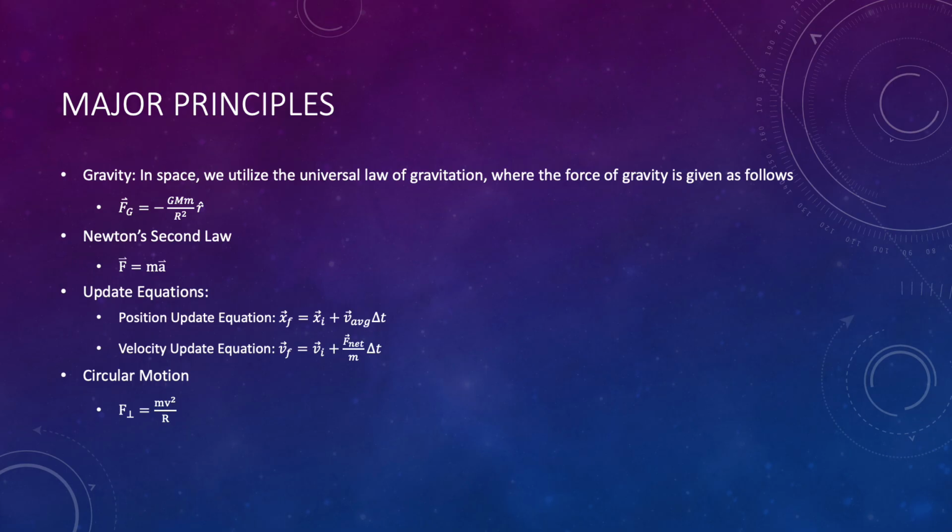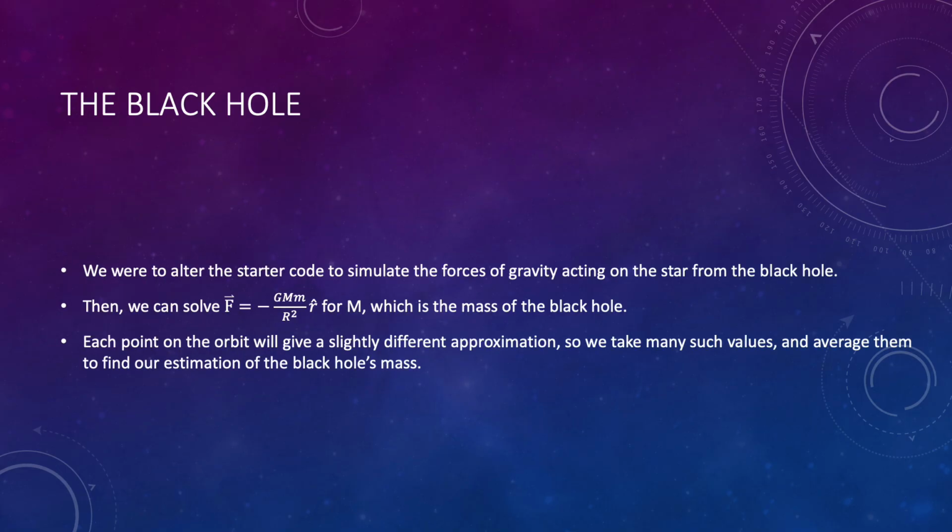So let's talk about those major principles again. And again, that's gravity. We have both of these interactions happening in space, so we'll use the universal law of gravitation, which is given by the equation shown here. Newton's second law, force equals mass times acceleration, the update equations, which are there, and this principle from circular motion that F perpendicular is equal to mv squared over r.